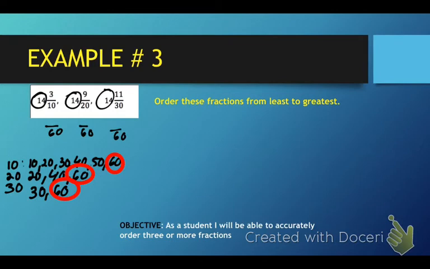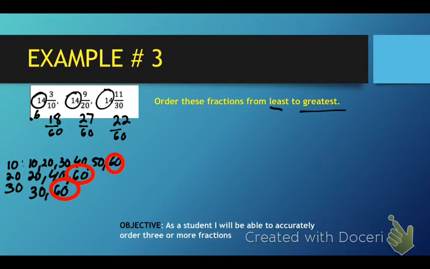How does 10 become 60? Well, you multiply by 6. 3 times 6 is 18. How does 20 become 60? Well, you multiply by 3. 9 times 3 is 27. How does 30 become 60? Well, you multiply by 2, which would be 11 times 2 is 22. So you have 18 60ths, 27 60ths, and 22 60ths, and this time it wants to go least to greatest.